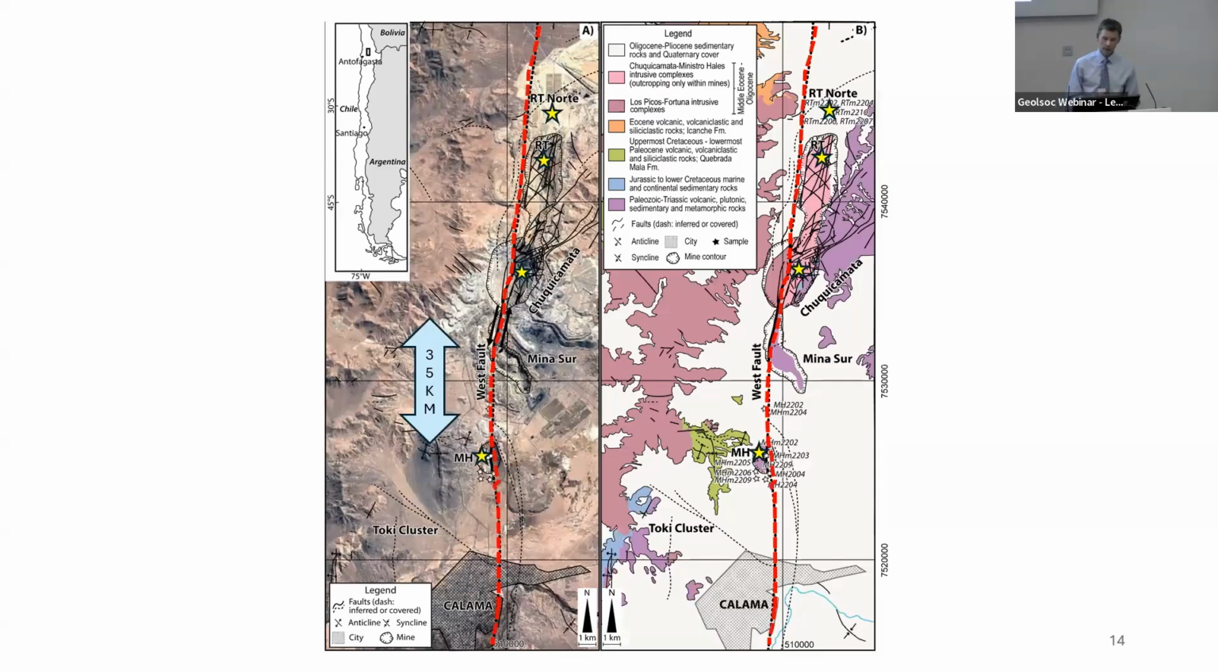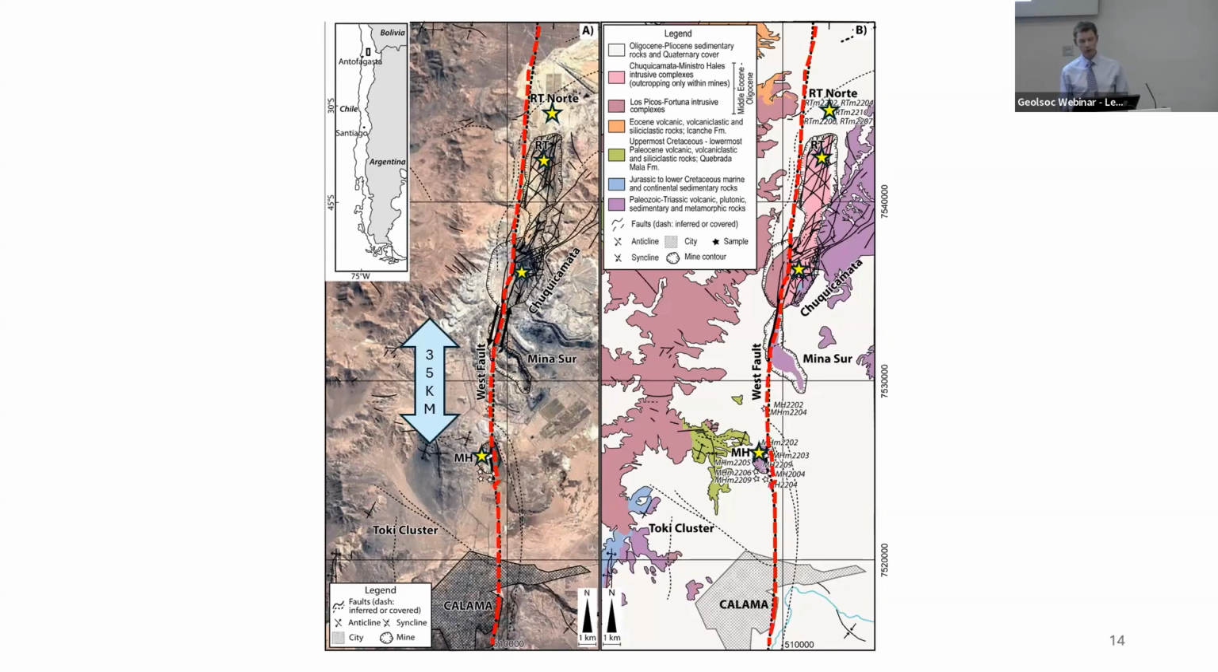Now, the fault overall divides the district into two main blocks. On each side of that fault, porphyry copper deposits occur, which are highlighted here by the yellow stars, all comprising the Chuquicamata copper district. On the eastern side, looking from north to south, there is the RT North, the RT, and then the Chuquicamata deposit. To the western side, we have the MH deposit and the Toki cluster.